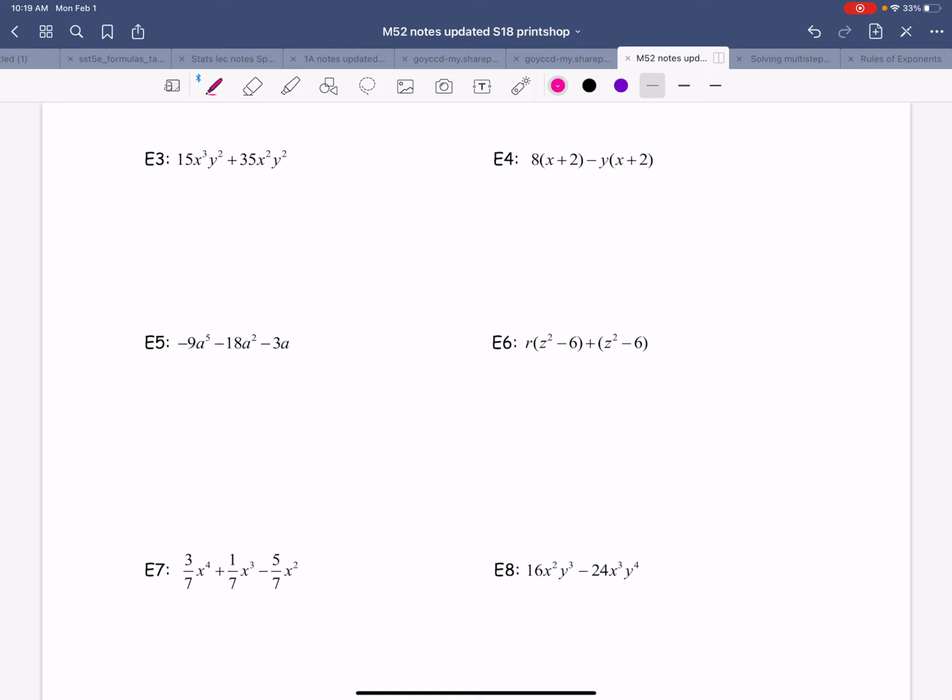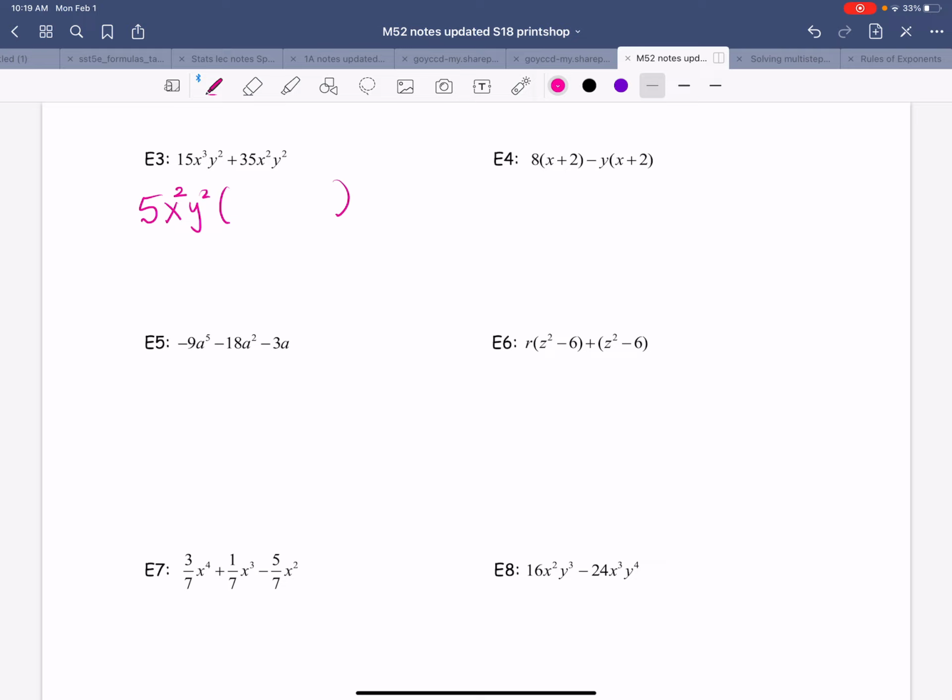Example number 3, we have 15x to the 3rd y squared plus 35x squared y squared. What is the greatest common factor? Again, you can write the terms separate and find the GCF. I can already see for 15 and 35, the greatest common factor will be 5, x to the second power, y to the second power. So factoring out the GCF means undistributing the greatest common factor. So we are pulling out a 5x squared y squared.